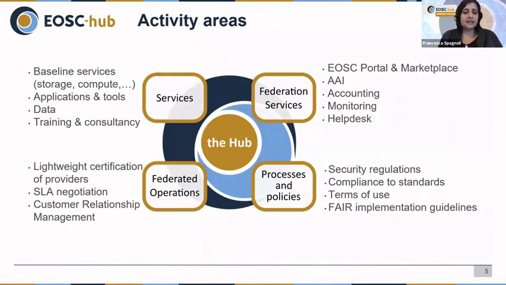The main activity areas of this project are four. First of all, it's focusing on offering services through the portal: baseline services, applications and tools, a set of training and consultancy services, and data. Then the hub is the way we are exploiting federation services to our stakeholders through the EOSC portal and marketplace, which will be the focus of today's webinar. And also a set of other federation services such as a help desk system, authentication, authorization and identity management, and accounting and monitoring services.